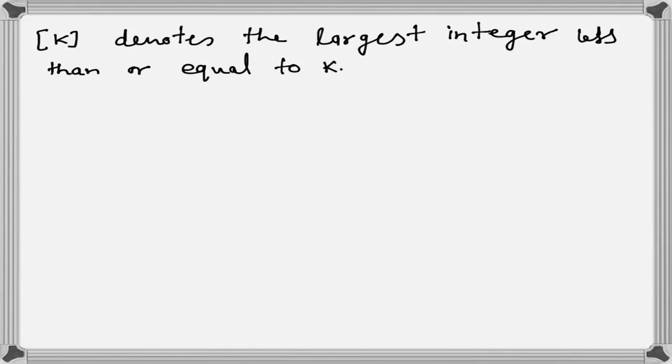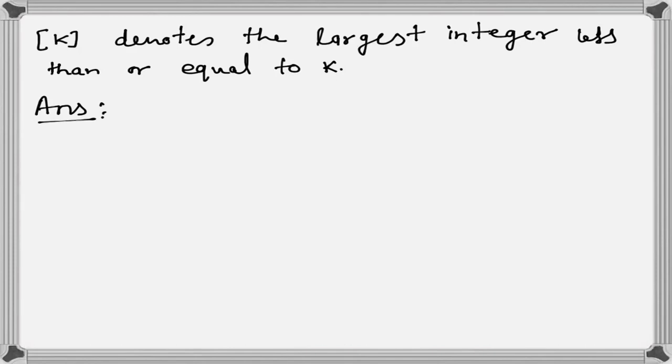Okay, so the matrices A and B are given, and there is a relation given, and we need to find the value of square root of K. So let's solve this problem. First, let's calculate the determinant of A.